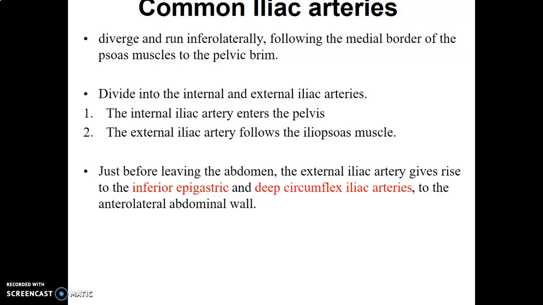Then how does the external iliac leave the abdomen? It passes below the inguinal ligament, and at mid-inguinal point, it continues to the lower limb as femoral artery, so it enters the femoral triangle.